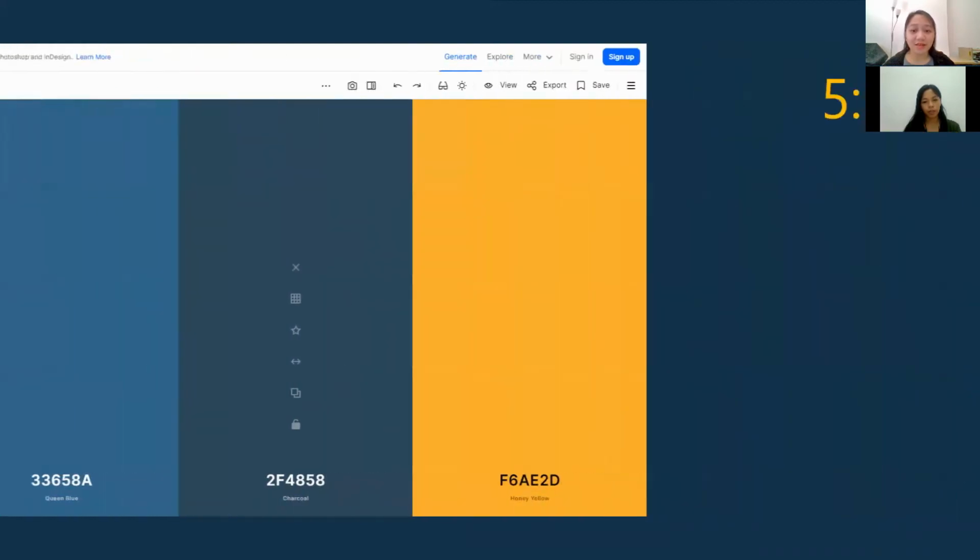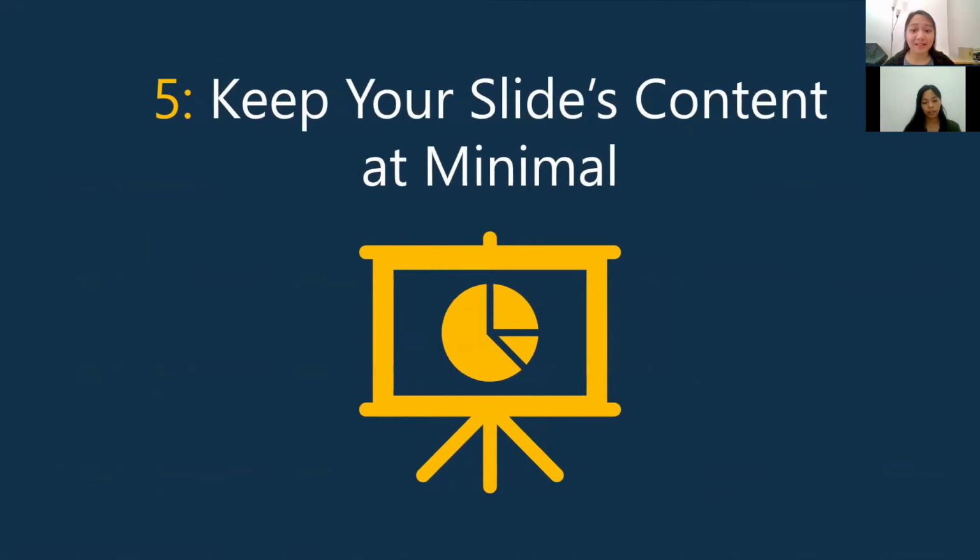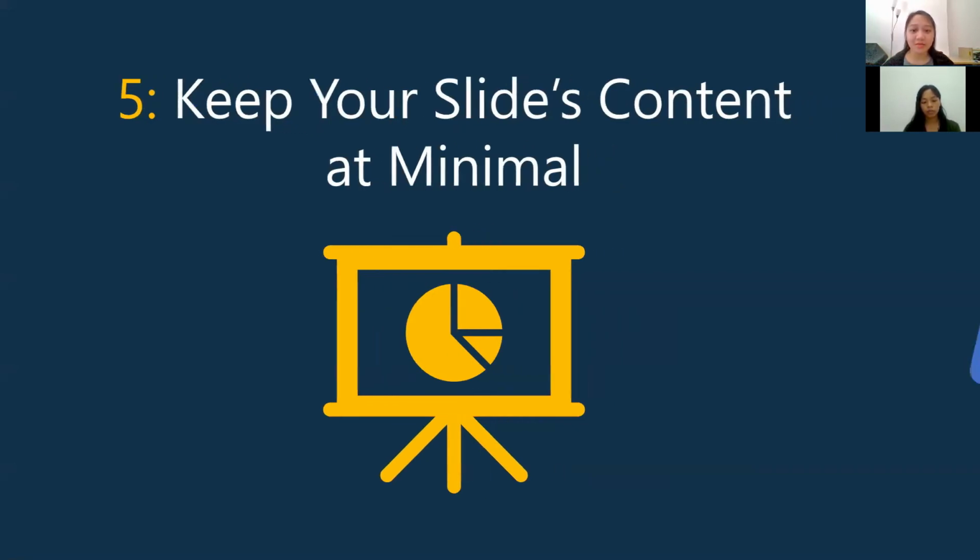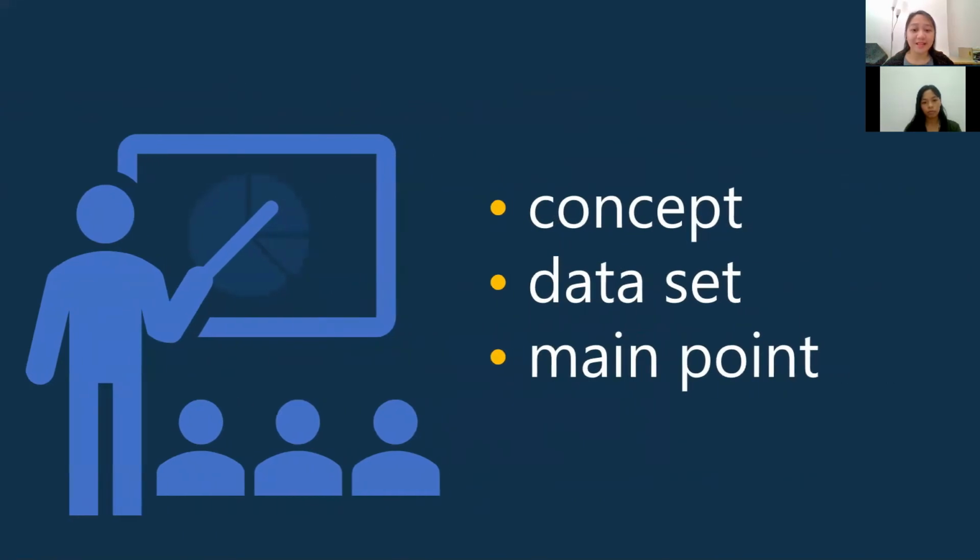The tip number 5 is to keep your slide content at a minimum. Remember, you are the centerpiece of this presentation. Your slide is just there as a support to give a better visualization of the information that you're trying to relay. Therefore, you don't need to put too many things in the slide so they can focus more on what you're saying. Limit the visual aids to only the concept, dataset, or the point you are trying to make.